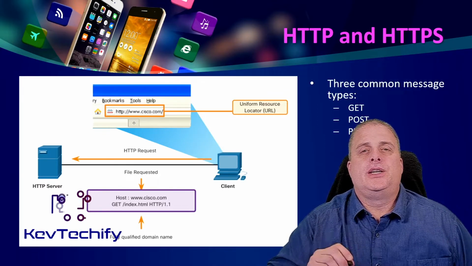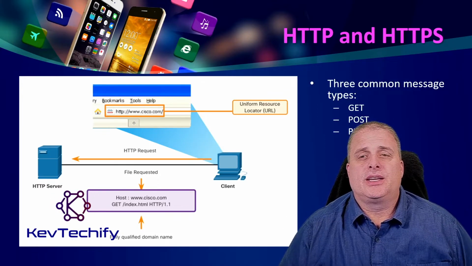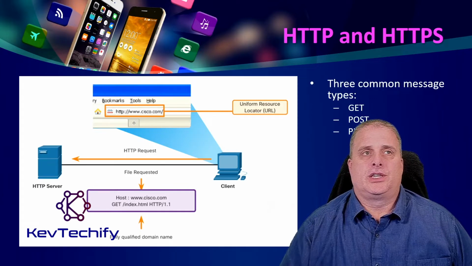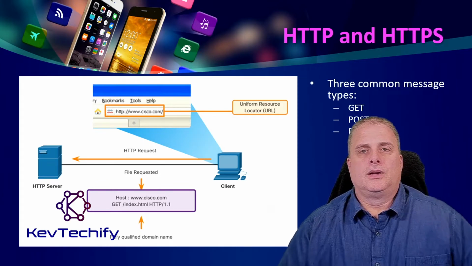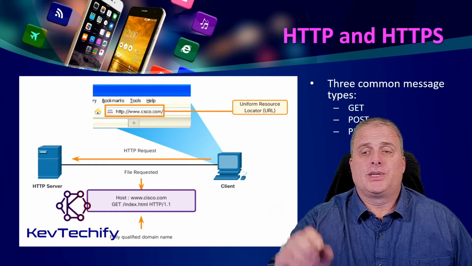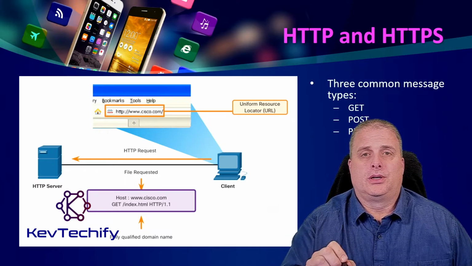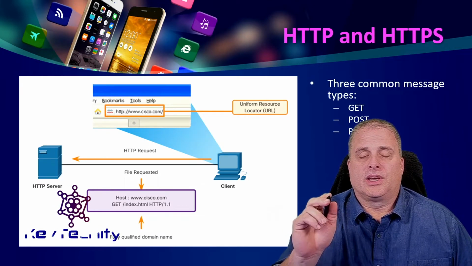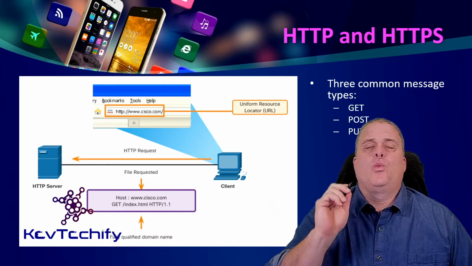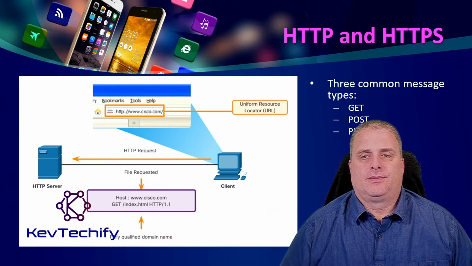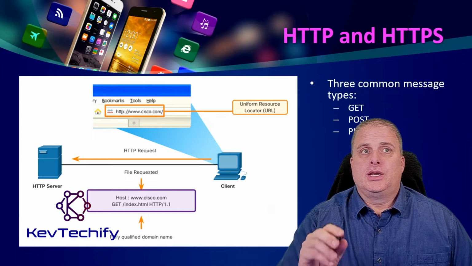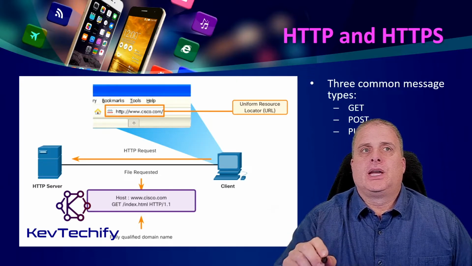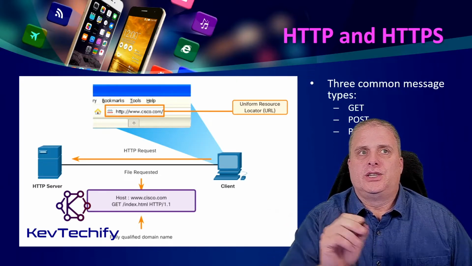As we use HTTP and HTTPS, there are 3 common message types that we have here. The 3 common types are a GET, a POST, and a PUT. The GET is what the client uses to request a web page from the server. The POST is where the client uploads data to the web server.